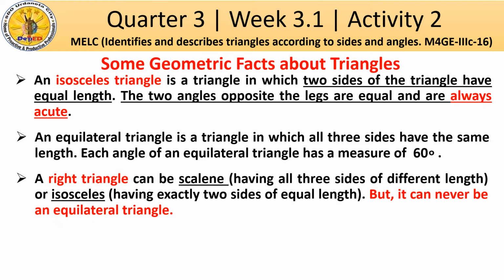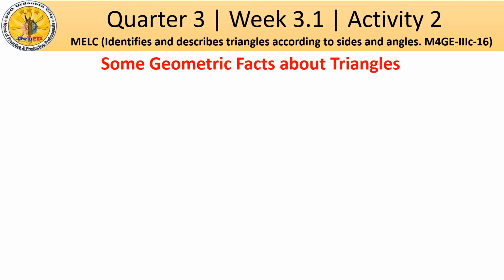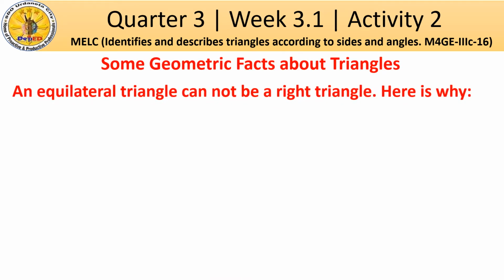A right triangle can be scalene, having all three sides of different length, or isosceles, having exactly two sides of equal length, but it can never be an equilateral triangle. An equilateral triangle cannot be a right triangle. Here is why.